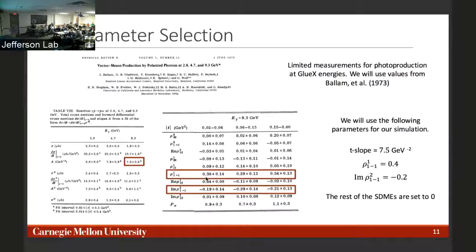But the two that we will model to be non-zero, and that would be consistent with S-channel helicity conservation, are these rho 1, 1 minus 1, and the imaginary part of rho 2, 1 minus 1. So the parameters that we'll use are this t-slope. We'll set this to be 0.4, and then the other one to be negative 0.2. And the rest of them we're just going to leave as 0.